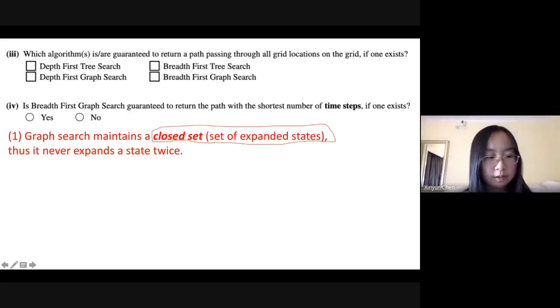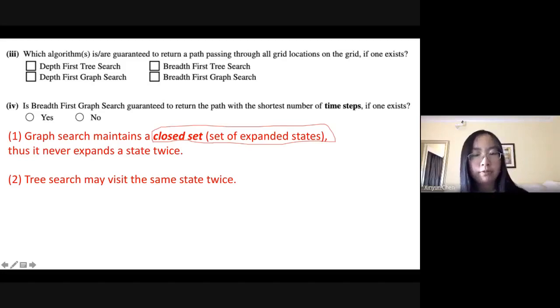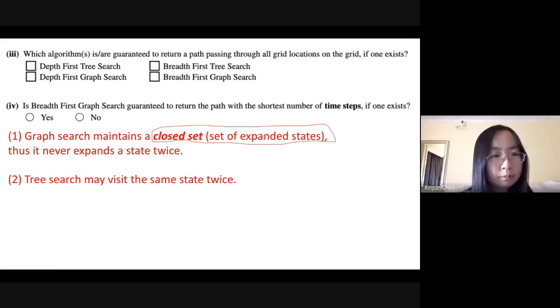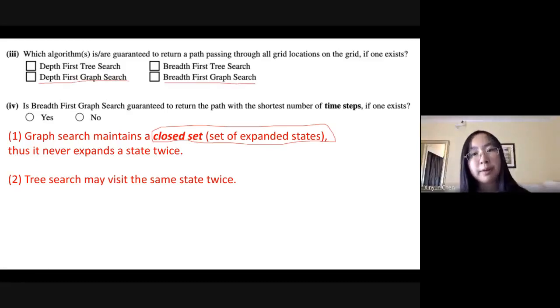But compared to graph search, tree search doesn't keep track of the states that have been visited, so it may visit the same state twice. Then from this, we can know that both depth first graph search and breadth first graph search are guaranteed to return a path, because they are guaranteed to visit every state no more than once.